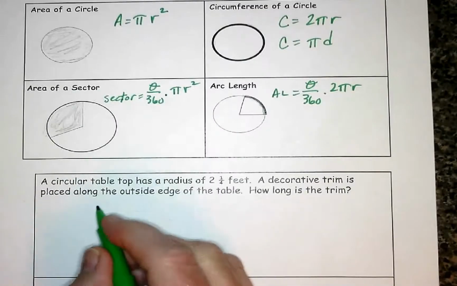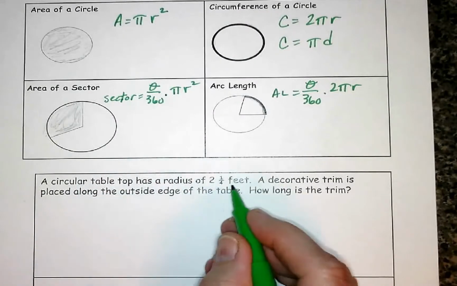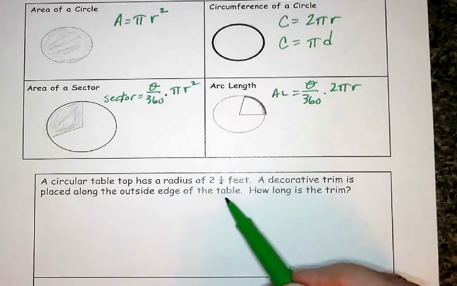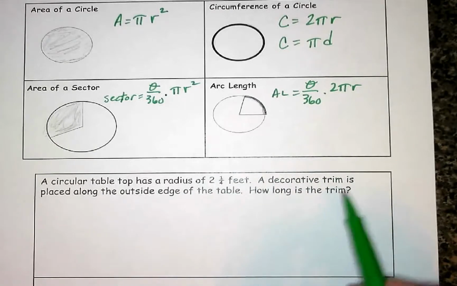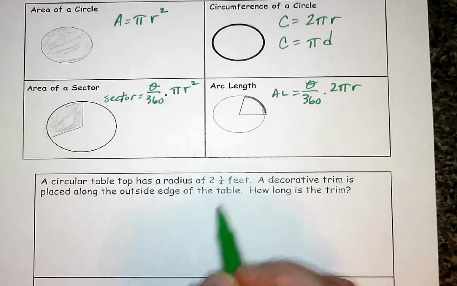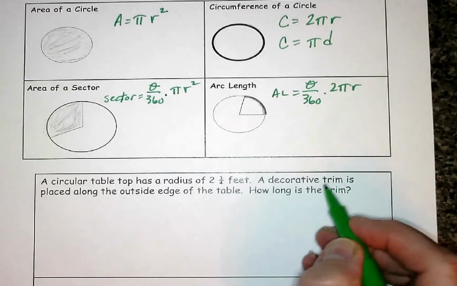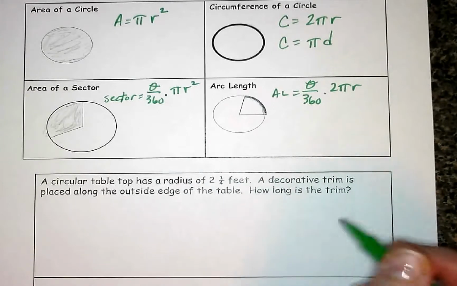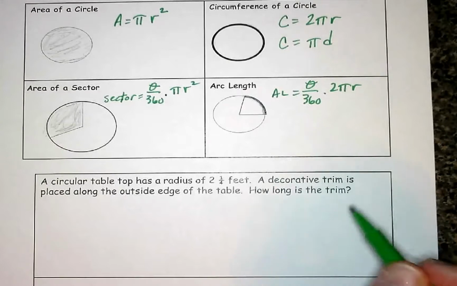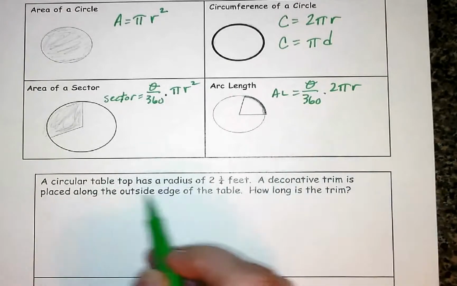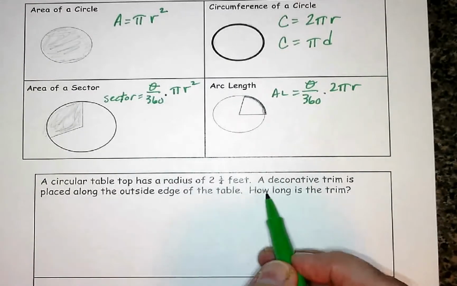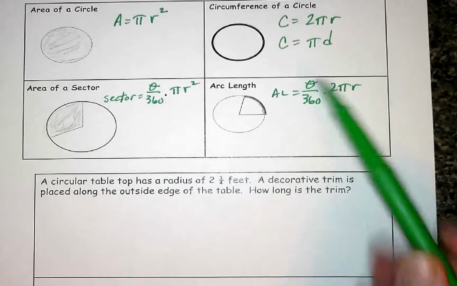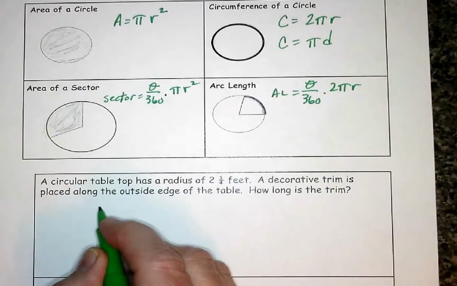So a circular tabletop has a radius of 2 1/4 feet. A decorative trim is placed along the outside edge of the table. How long is the trim? So one of the keys is, when you're reading through this, trim. If you don't know what that is, you can ask on any of these problems. If you're not sure what things are, please ask. And then outside edge of the table, and then how long. Okay, so how long is always going to be like a circumference problem or arc length.